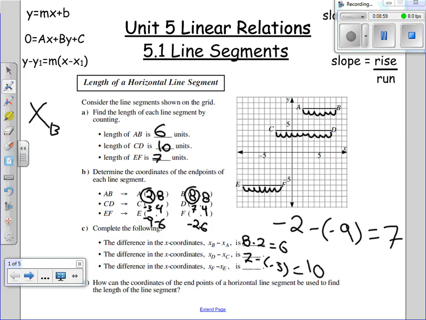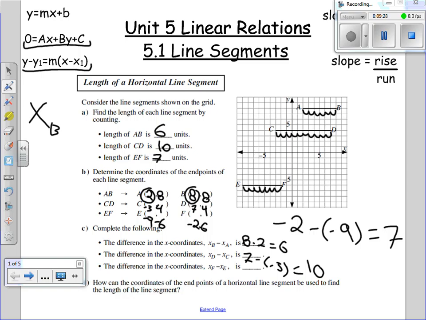So that's stuff that we're going to get into later. These things are the kind of stuff that we're going to be working with on 5.2, 5.3, and so forth. But it all builds off of being able to calculate line segments. At the bottom it says, how can the coordinates of the endpoints of a horizontal line be used to find the length of a line segment? And we already answered that, right? That can give you the length of a line segment. We've already talked about that.